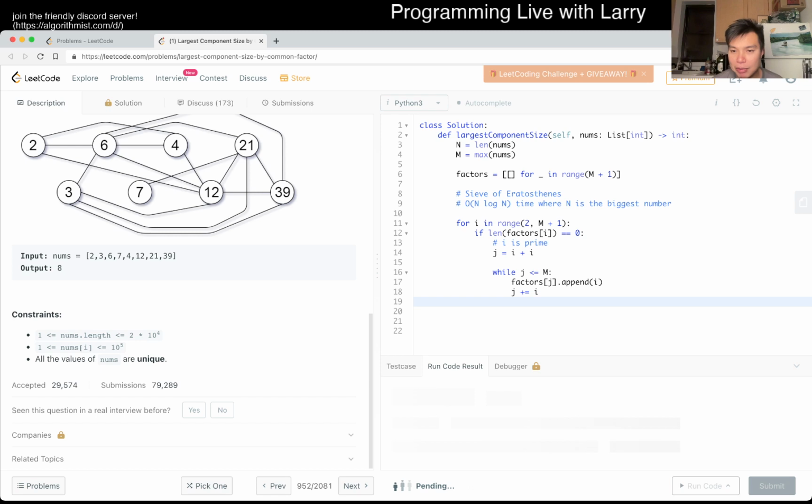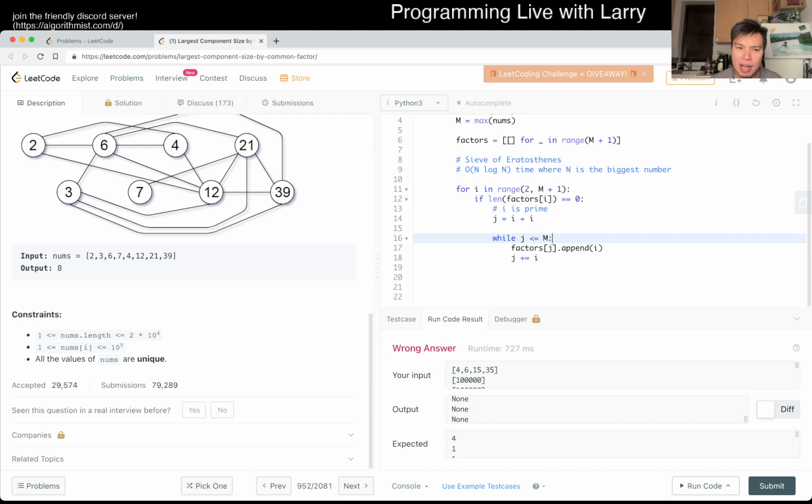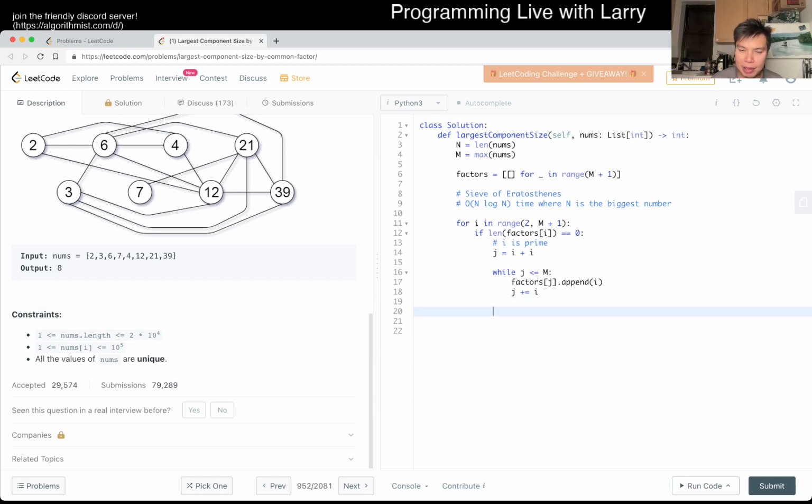And then now we have to do the union find one, right? Because now we have all the factors. Maybe this is going to be a little bit slow. I don't know. We can rewrite this in a different way, but I wrote it in a very naive way. So we'll see. Maybe we can do some relatively small optimizations. Let's print it out real quick.